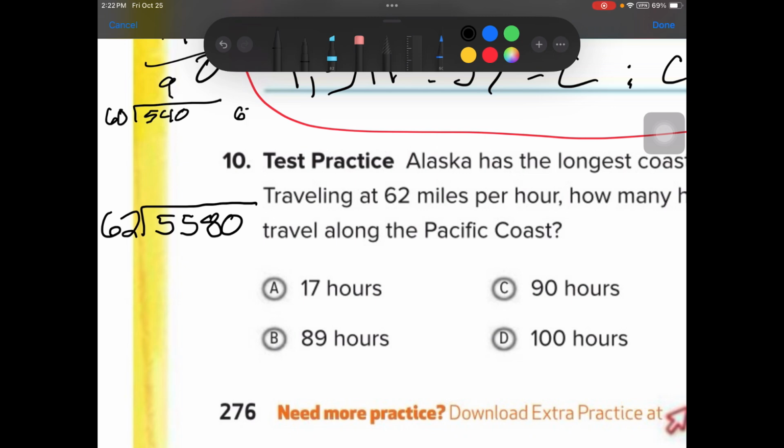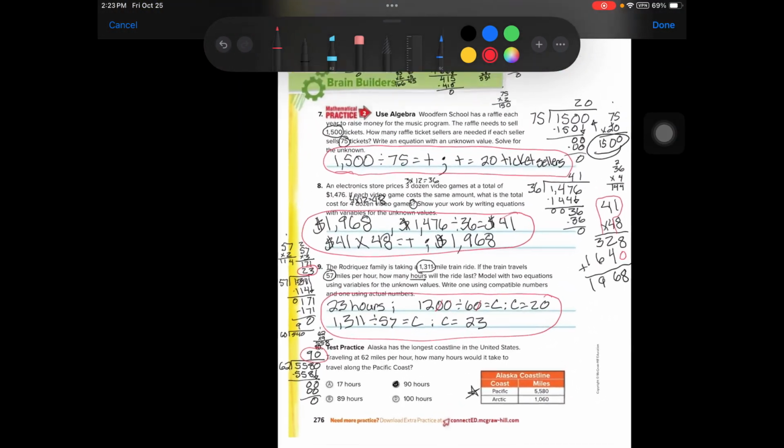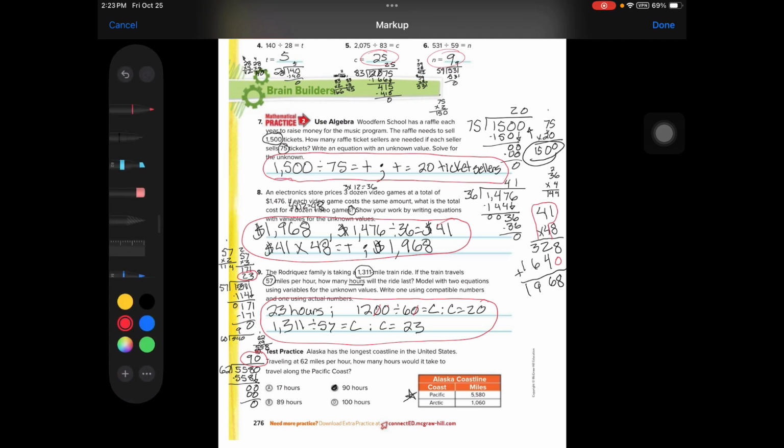So 62 times 9. 18, 54, 55. Oof, love it. 9, 5, 5, 8. Bring down the 0. 62 goes into 0, 0 times. There we go, 90 miles an hour. You can see that answer right there. You can circle that you proved it right there. There we go. Lots of crazy work. Please make sure that I can find your answers and turn your work in.